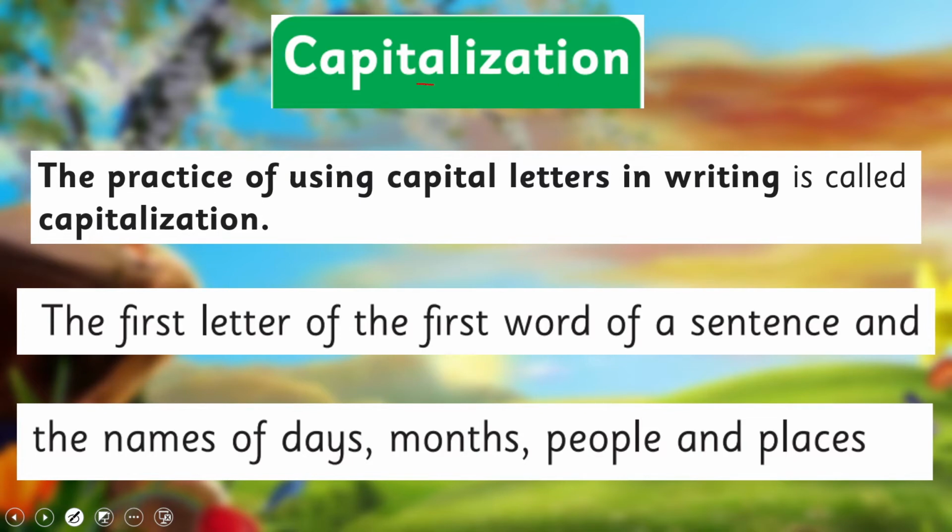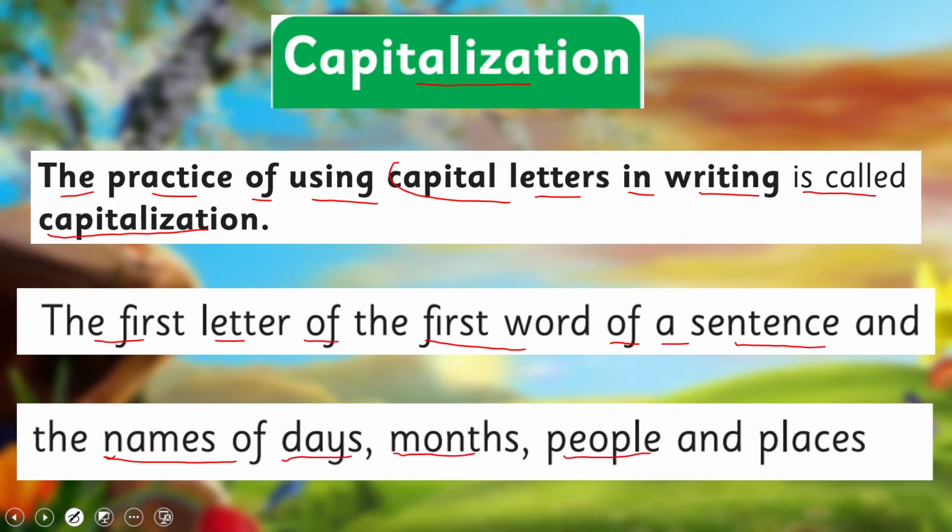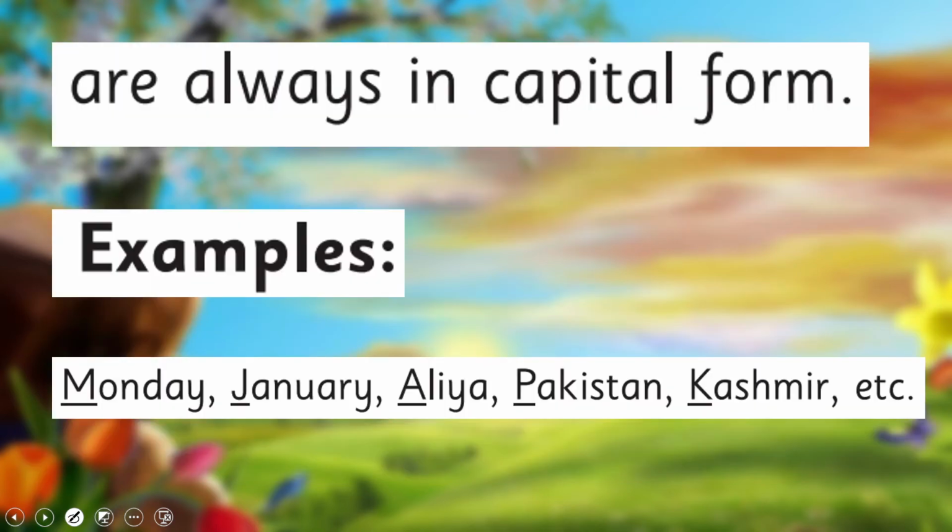What is capitalization? The practice of using capital letters in writing is called capitalization. We know that we have to capitalize the first letter of the sentence when we start a sentence. Even if it is a common noun, in a sentence we have to capitalize the first letter. The first letter of the first word of a sentence and the names of days, months, people and places are always in capital form.